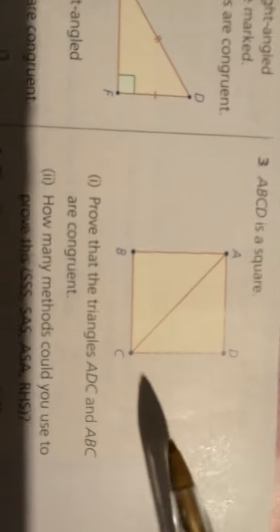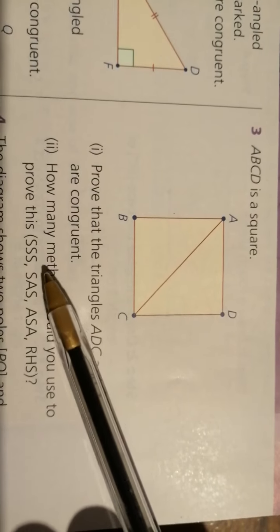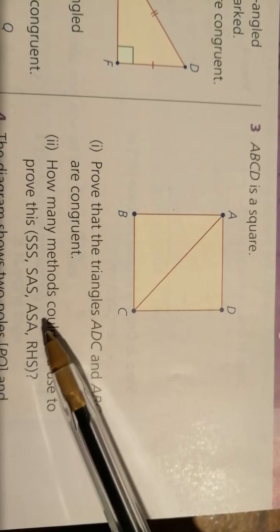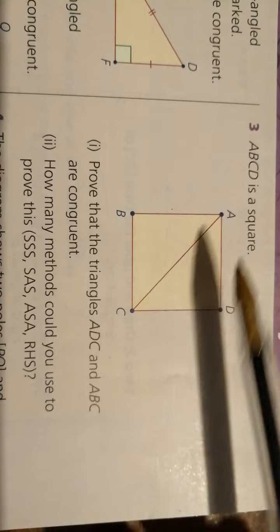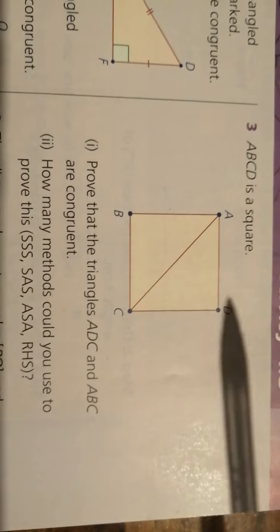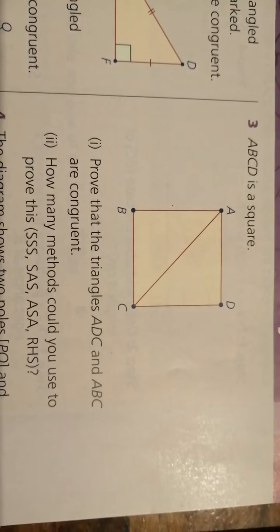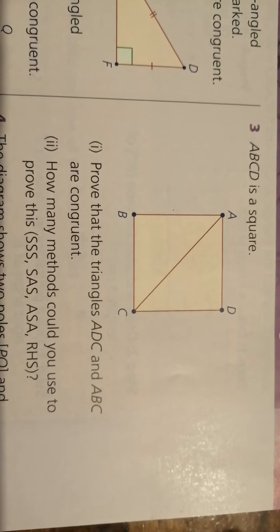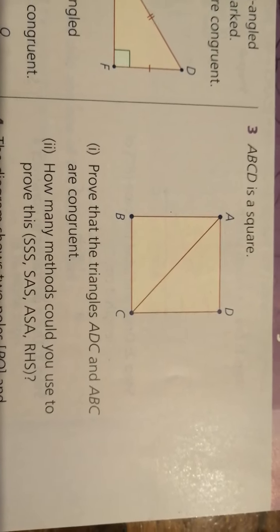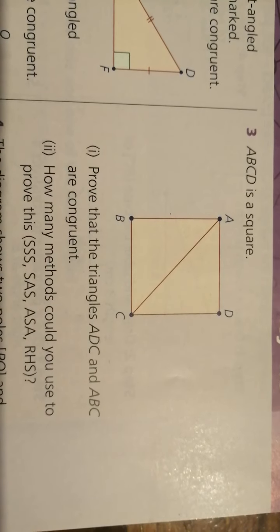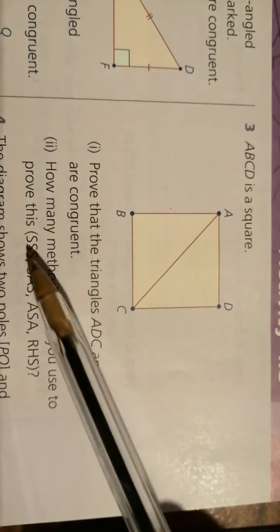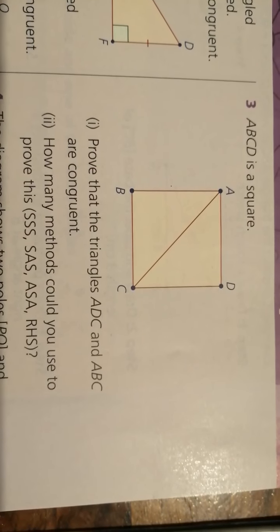In this case, actually, we could use any of SSS, SAS, ASA, and RHS to prove that these two triangles are congruent. You won't always be able to use all of them. Usually, you'll be able to use only one or two, or maybe even only one. But in this case, there are lots of ways of doing this. So I'm going to choose the first one, SSS, and we'll use that for a start and maybe talk about some of the other ones that you could have done.